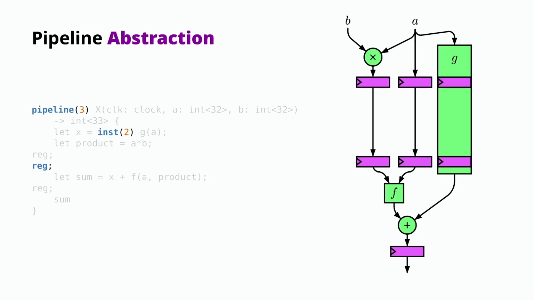We've now changed our pipeline to have a latency of 3 instead of 2. Whoever instantiates this pipeline now also needs to accommodate that change. And by the time the whole project compiles, we're back to a working system. Fearless refactoring. So that's the pipelining abstraction.